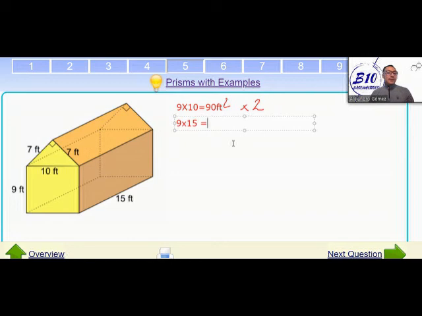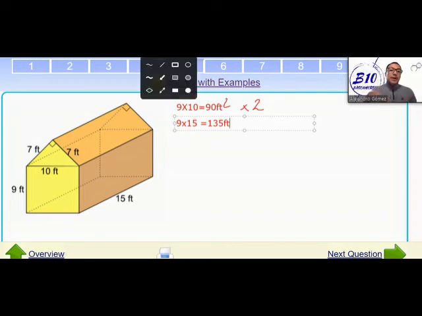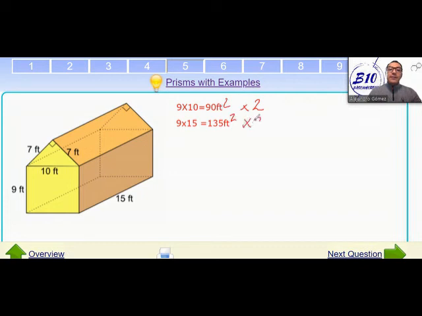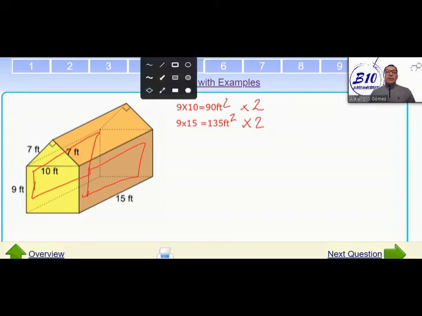How much is 9 times 15? Times 10 is 90, plus 45, which is the half of it, so it says 135. 135 what? Square feet. Again, it is times 2 because we don't only have this face, but this congruent face, which is there in the back. If you don't want to say in the back, it might be on the left side, somehow.